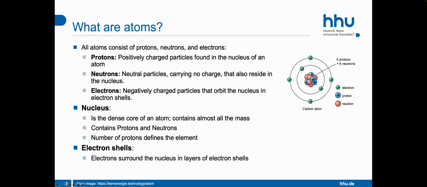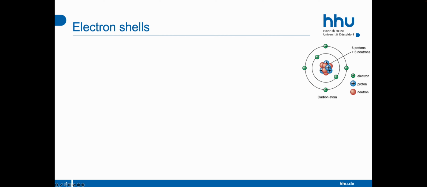Surrounding the nucleus are electrons, negatively charged particles that are arranged in layers or shells at various distances from the nucleus. The distribution of electrons in an atom's electron shells is crucial for determining an atom's chemical behavior and its ability to form certain types of chemical bonds with other atoms. On this slide, we're going to look at what electron shells are, and we're going to do this in a somewhat simplistic way, but this will be enough to get an understanding of how atoms form bonds with each other.